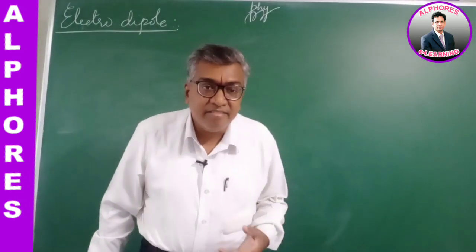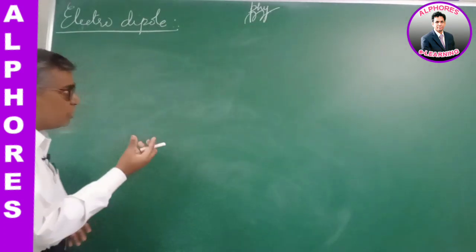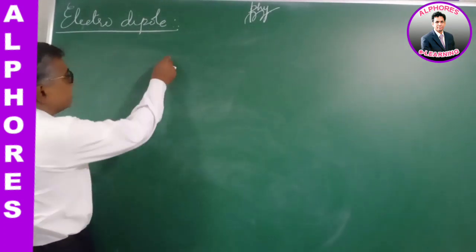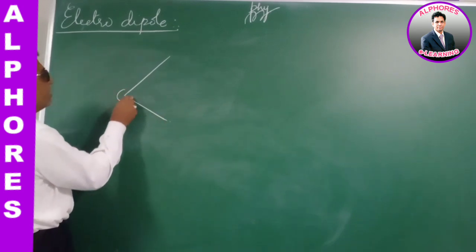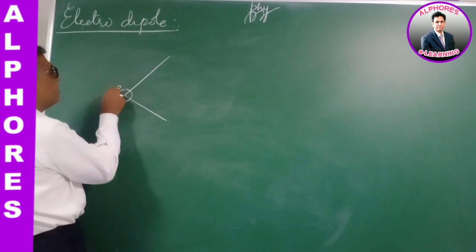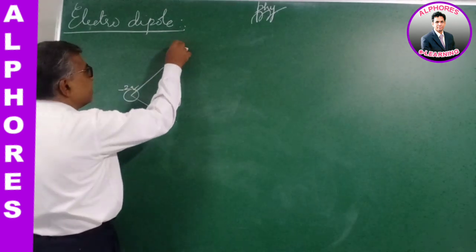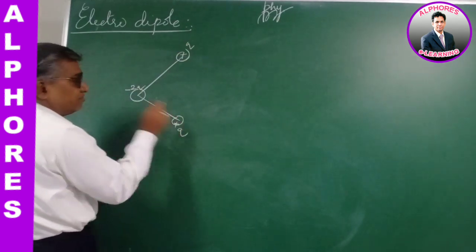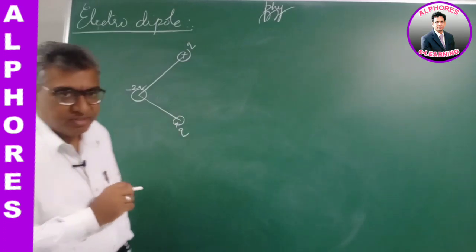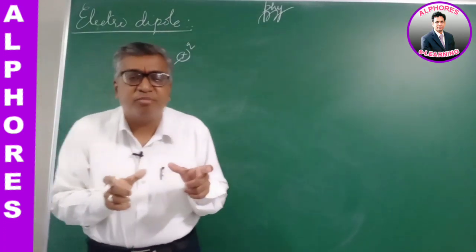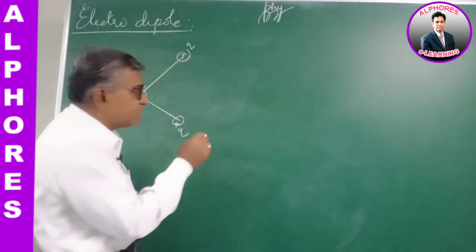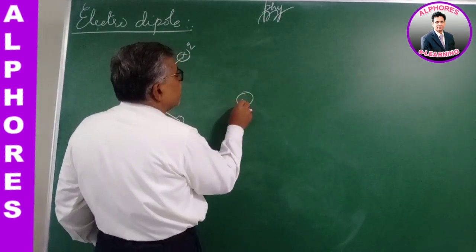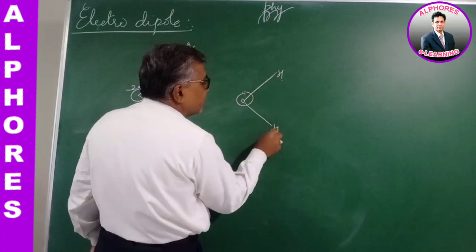And we even come across some molecules which are a combination of two dipoles. For example, suppose this is minus 2q, this is plus q and this is plus q. It's called a quadrupole. A quadrupole is a combination of two dipoles. We come across molecules like this. Example: water, oxygen O, hydrogen and hydrogen.